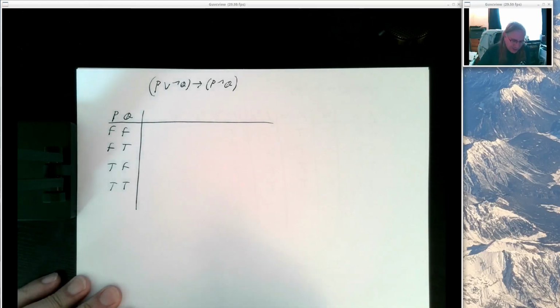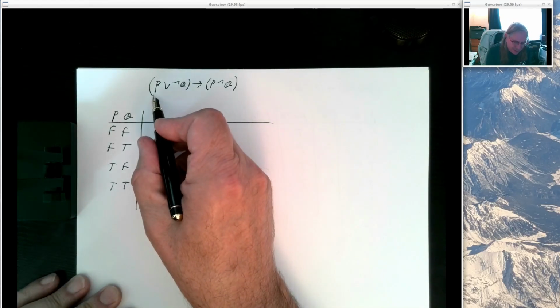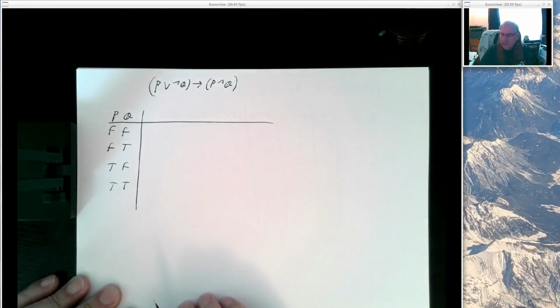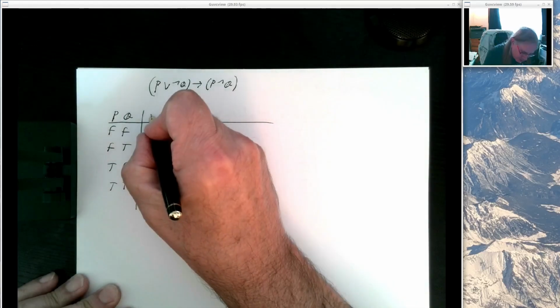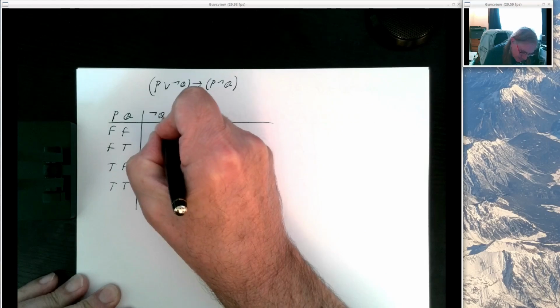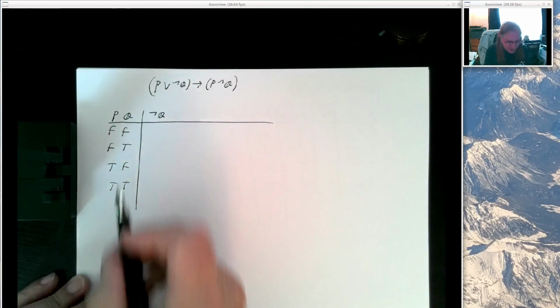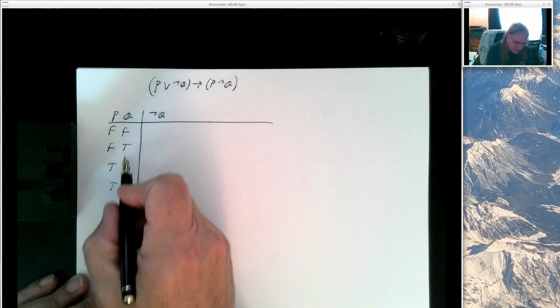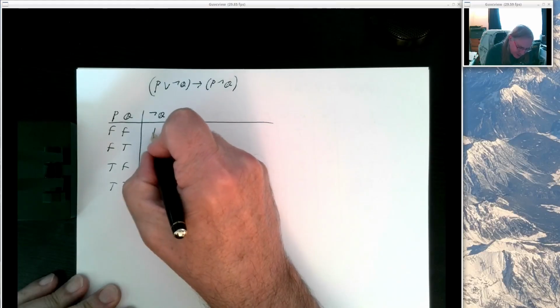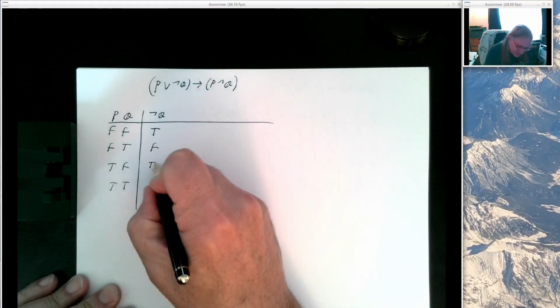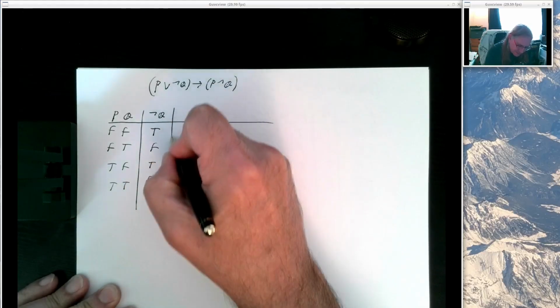So I want to write down the value of this proposition P or not Q, but I don't know the formula for P or not Q off the top of my head. I do know the formula for P or Q. So what I'm going to do is make a column for the negation of Q, and I'm just going to look at this Q column, false, true, and write down the negation, true, false, true, false.